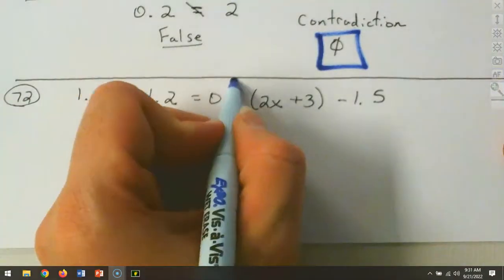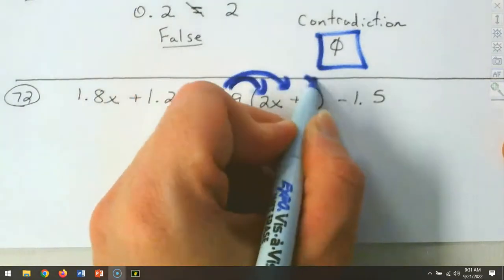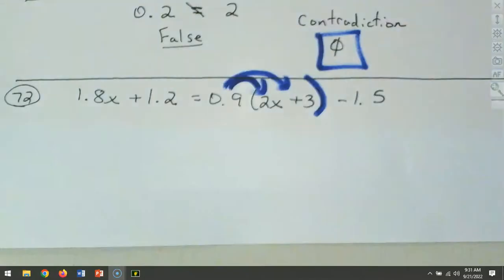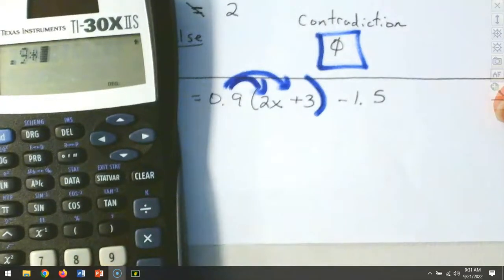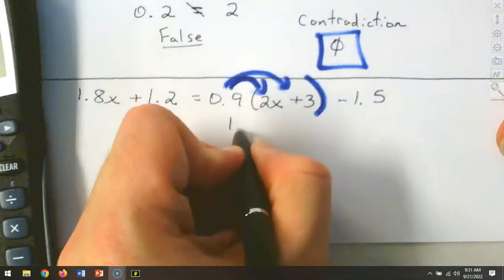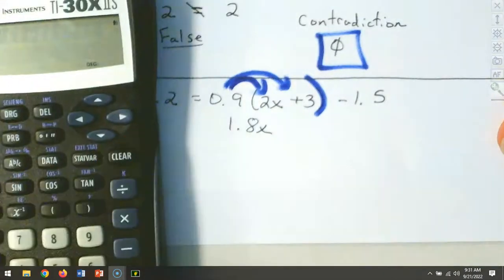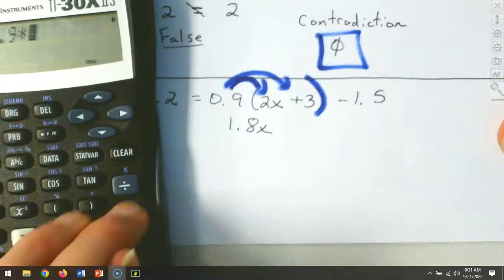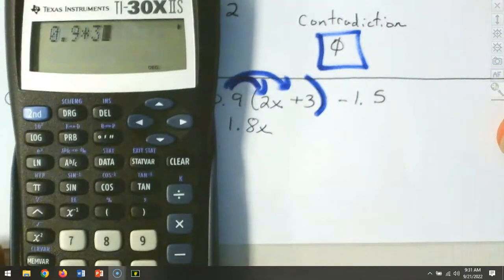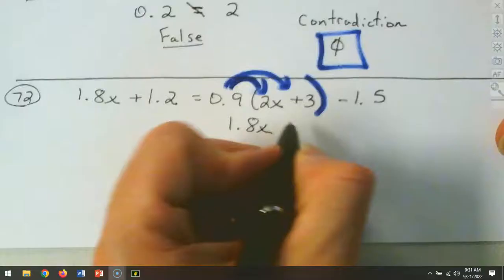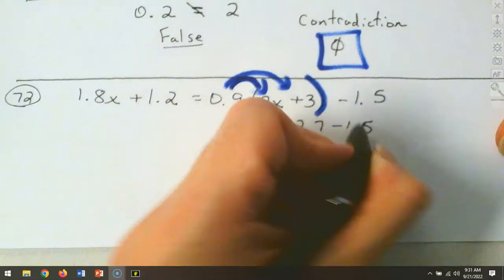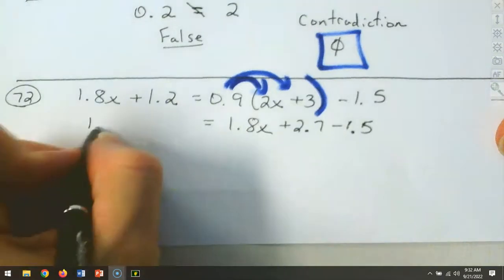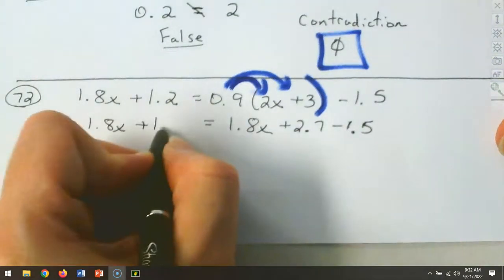So first things first, distribute that 0.9 through. Stop at that 3. Use a calculator if you need to. We've got 0.9 times that 2, that gives you the 1.8x there. And then we've got 0.9 times 3. Okay, that's going to give us our 2.7 minus 1.5 here. And the other side is 1.8x plus 1.2.